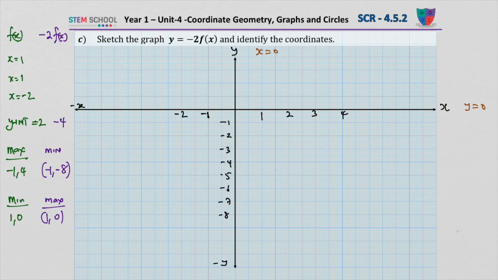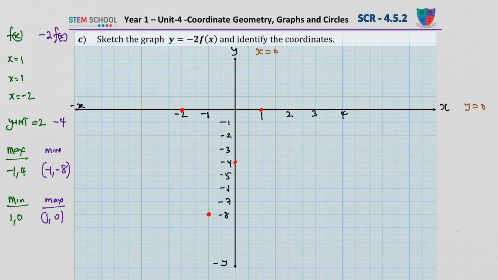So now to put the points in, when x is 1, y is 0. So we still have those points here. When x is 1, y is 0. When x is minus 2, y is still 0. The intercept is minus 4. And the maximum when x is minus 1, which is now a minimum, is going to be that. So that's the new minimum. And the maximum now will be 1, 0.